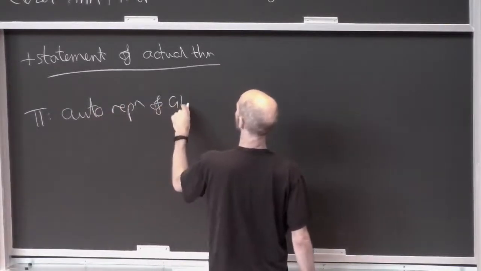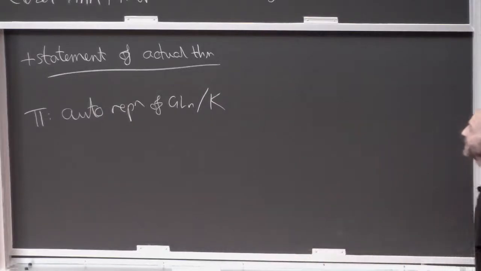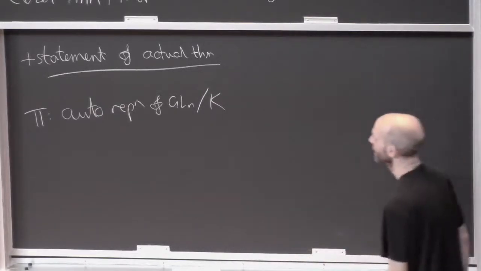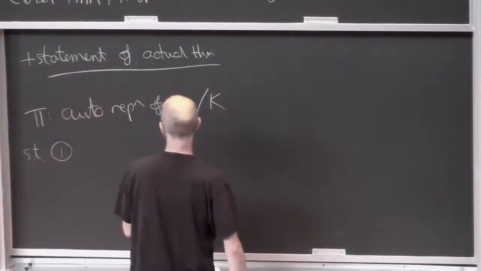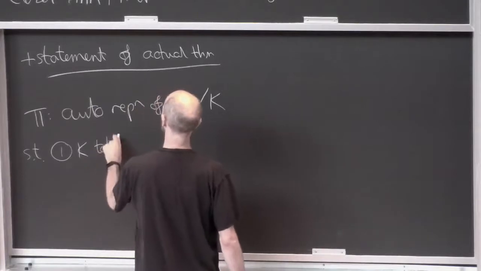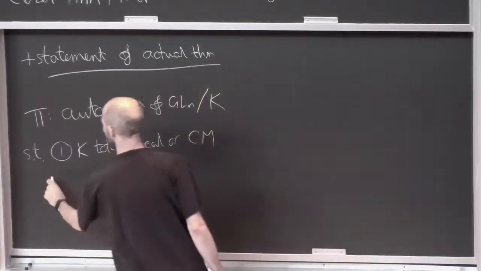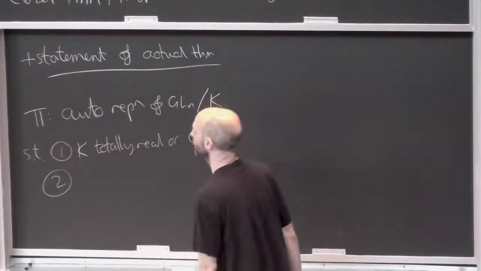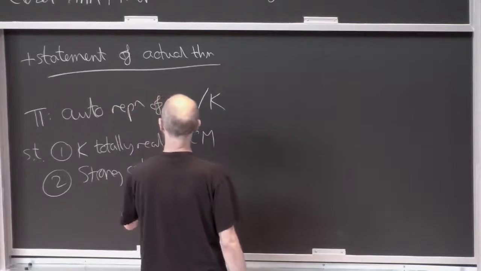And what Clozel actually proved in 1990, Clozel proved there, if you've got some automorphic representation pi of GL_n over K, and then there's a catch, right? Such that, firstly, K has to be totally real or CM. And secondly, some very strong self-duality condition on pi.